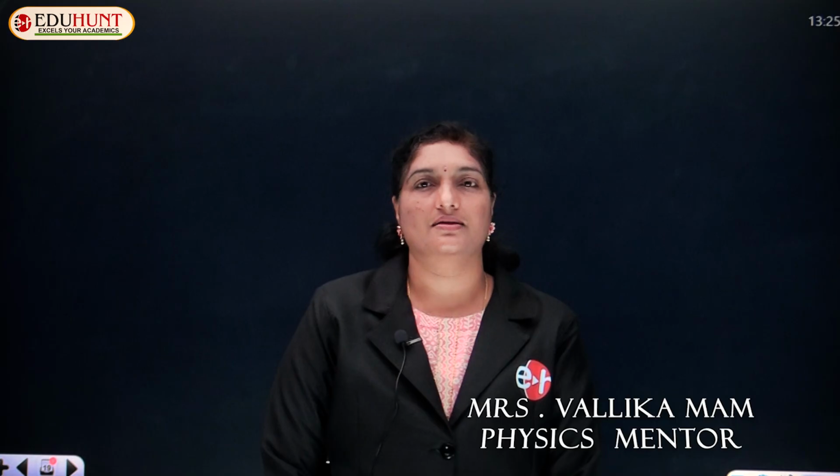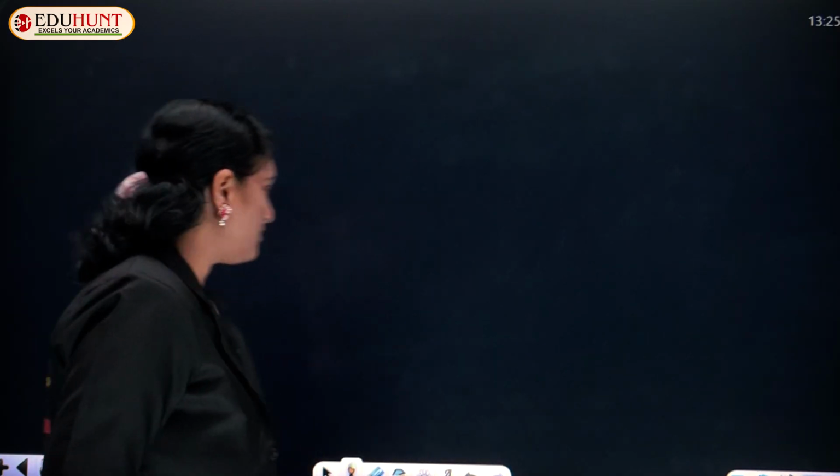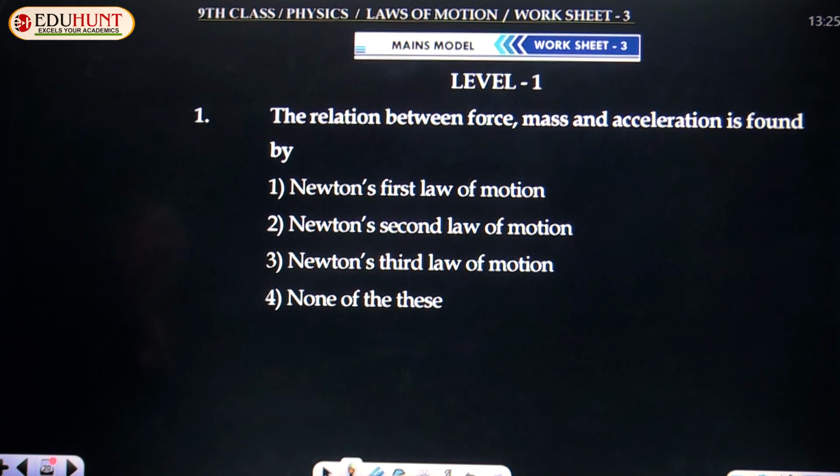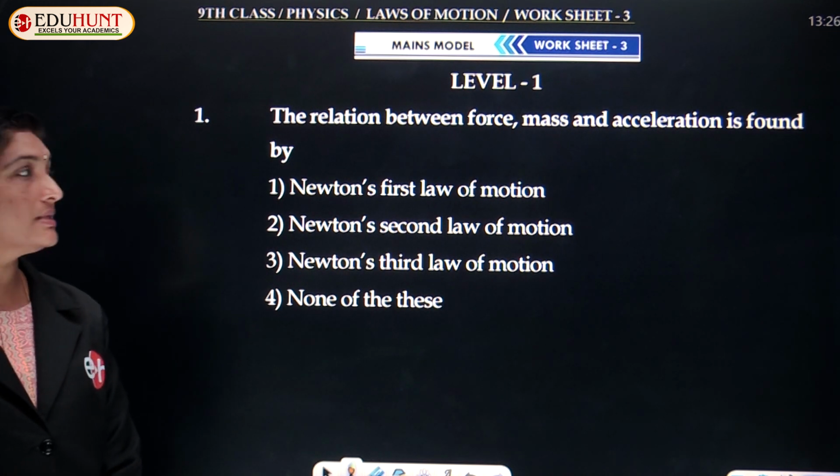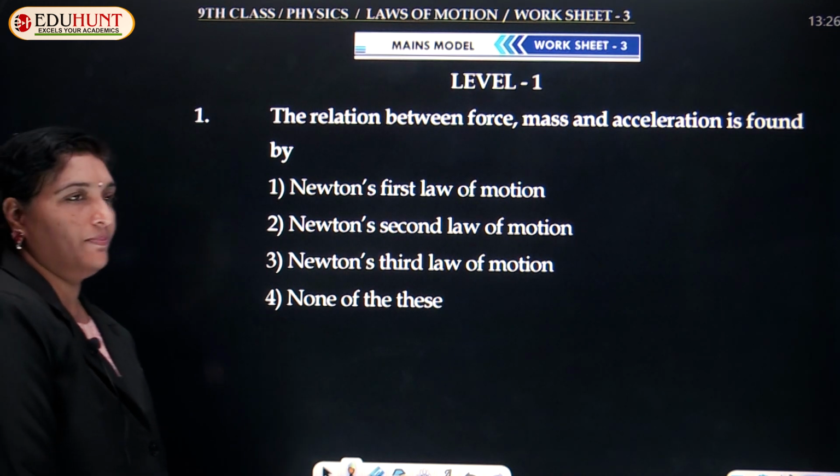Welcome back, children. Now let us move to worksheet number 3 of laws of motion. So here we start with the first numerical of worksheet 3. The relation between force, mass and acceleration is found by.